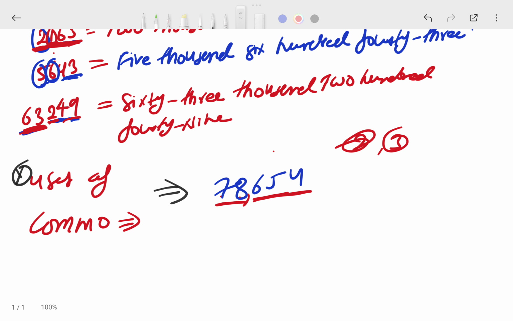Okay, let's suppose this is given 8, 6, 5, 4, 3, 2, 3, 1. So how will you put commas? First three digits count: ones, tens, hundred. This is 100. Now put a comma. After that, 1000, 10,000. 1000 is over. Now lakhs, 10 lakhs. Lakhs is over, put a comma after it, over.